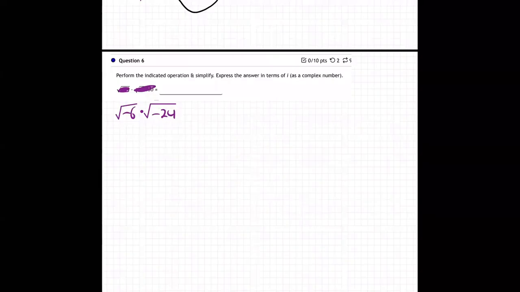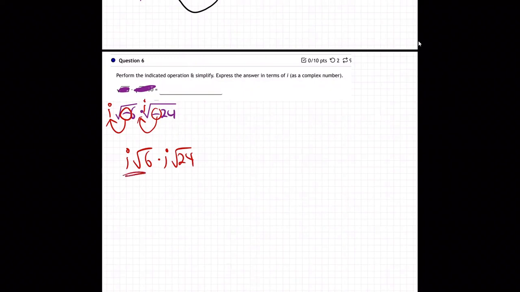Okay, so on this question, we're trying to figure out the square root of -6 times -24. And so we know that negatives in a root kick out an i, so then we get i square root of 6 times i square root of 24. No more negatives inside. We kicked out the negatives and they became i's. Now, what happens from there?